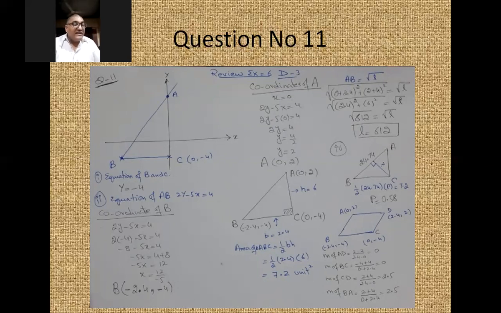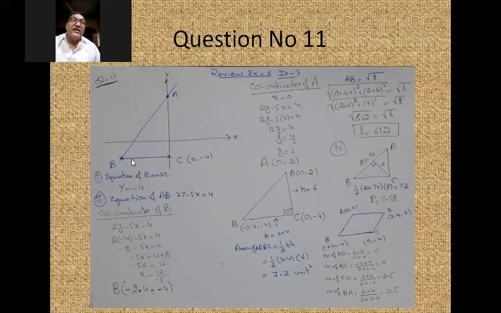Then the question is, given that the equation of the line passing through the A and B is 2y minus 5x equals 4, find the area of the triangle ABC. Okay, so it is given to me the equation of the AB line.